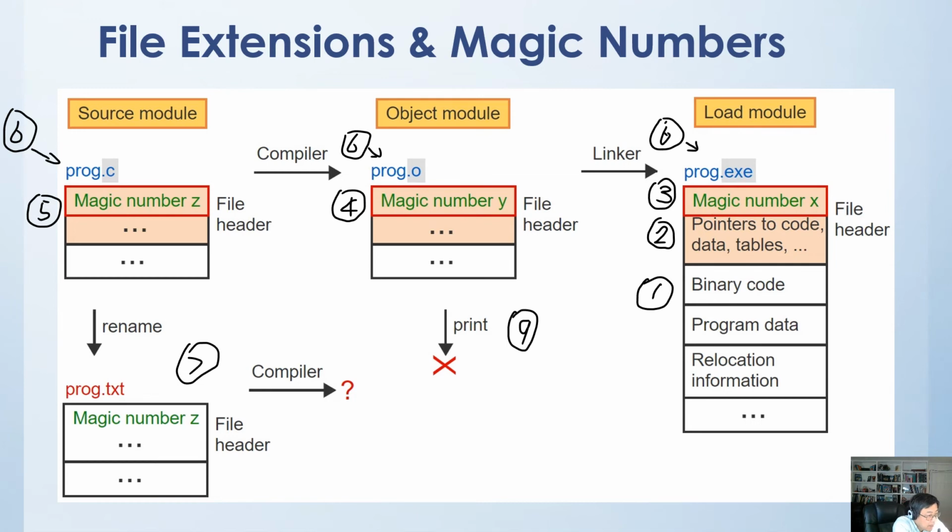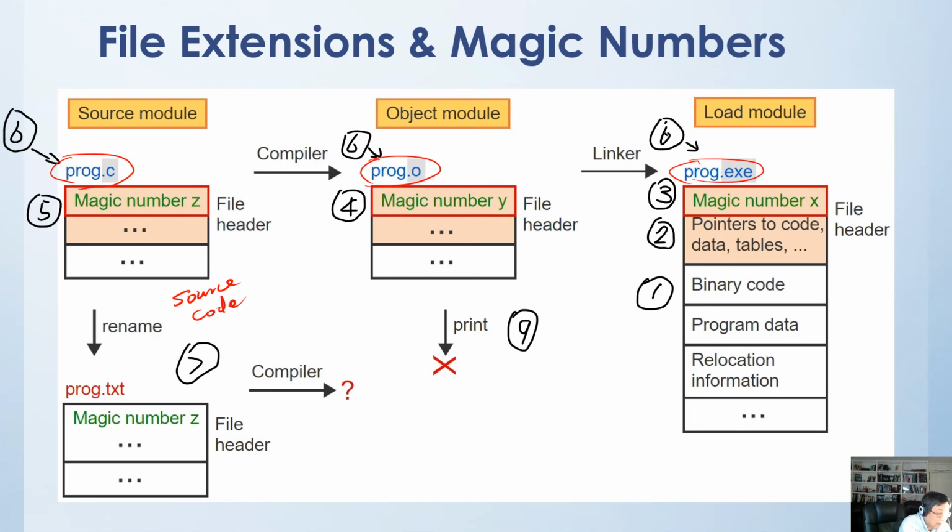So let's discuss the file extensions and the magical numbers using the example here. In this diagram, we have three files. The first file is prog.c, the second one is prog.o, and then prog.exe. We know that prog.c typically contains the C language code, so normally we call this source code. In this case, it's C language.